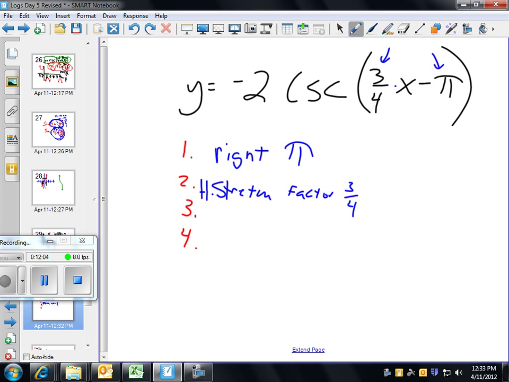Next, I go to the outside and I do it in the normal order. But of these two, in gymnastics, would it be smarter to stretch before you flip? Yep. So I probably should do that stretch. And it's 2 times taller, also known as a vertical stretch, factor 2. And last thing is a flip, or an up-down flip, which is a reflection over x. There is a right order. Is there any other right order? Yep. Yes?